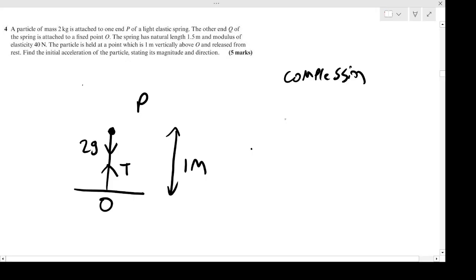And by the way, just to be crystal clear, it's the particle causing the compression, which means the spring is being compressed downwards. Anyway, there we are, hopefully happy with that.